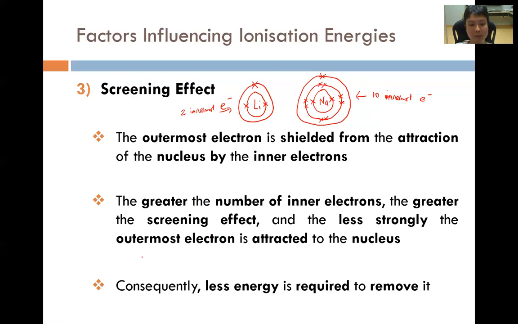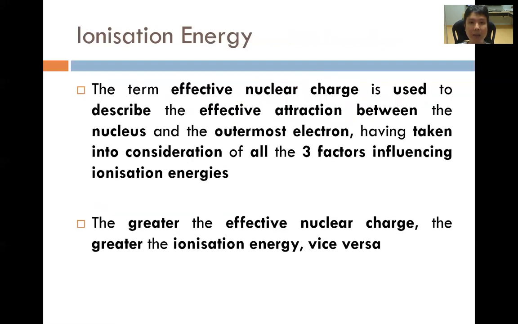So logically, if screening effect goes up, okay, so what causes this? Basically an increase in innermost electrons. This will result in a decrease in attraction, which would then result in a decrease in ionization energy. So this is the way to think about screening effect. And this is factor 3. And these 3 factors influence ionization energy, which we would then summarize with the term effective nuclear charge.